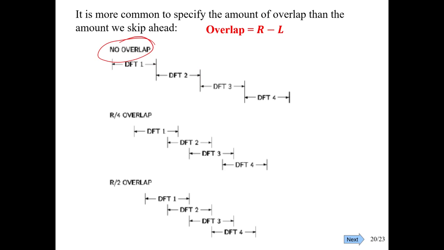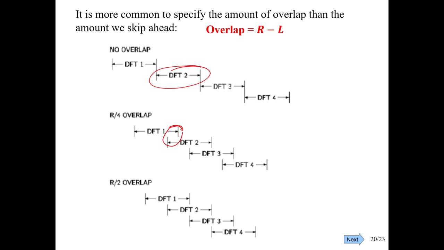So now if we set L such that L is 3/4 of R, the amount of overlap is 1/4 of R. So we would call that 25% overlap is a common way to describe that. So we're moving ahead, but not as much as we moved ahead here, and there's a little bit in common. So that's a pretty common choice, 25% overlap.